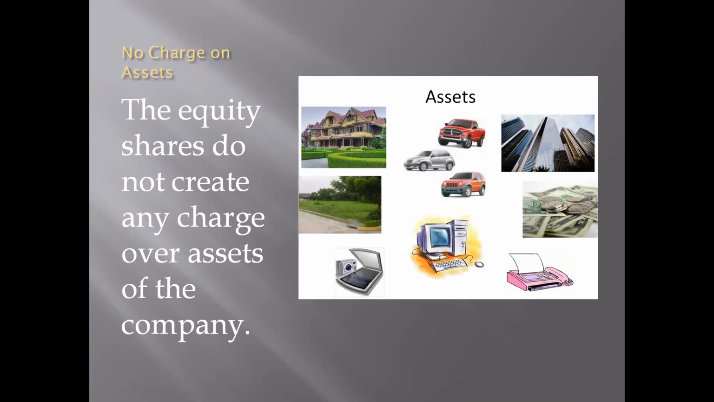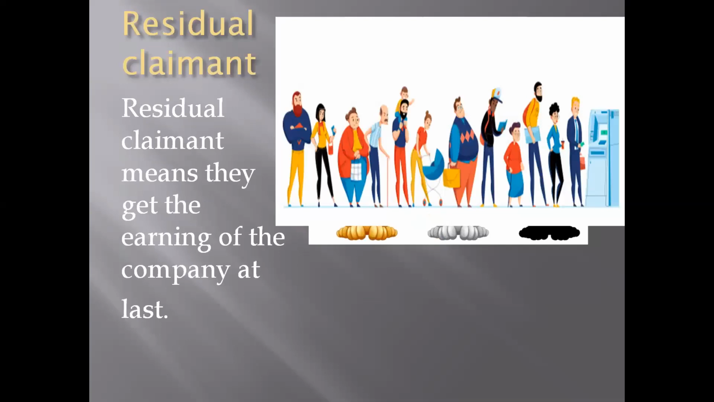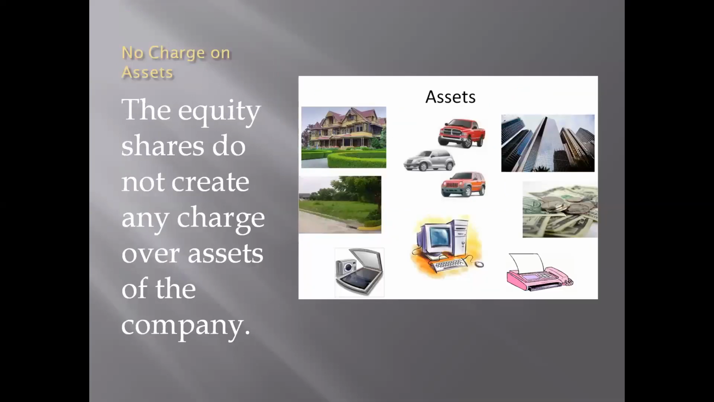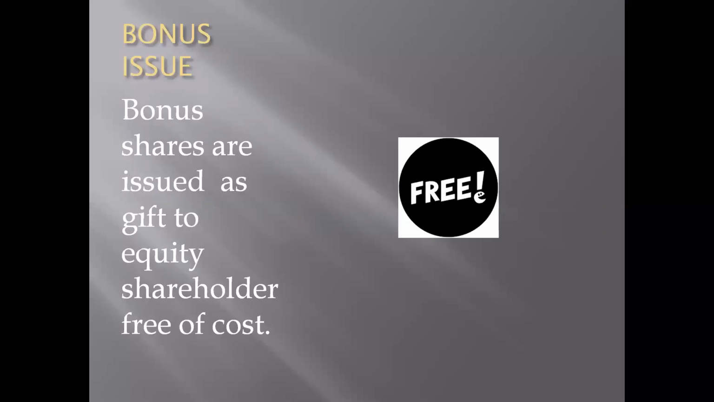So the equity shareholder does not have any charge on the assets, because whenever the company is going into loss, every stakeholder should be given their due. So what will they do with all these assets? They will sell them, and everyone will be given money. And we know that he is the very last claimant. He is the residual claimant. Whatever is left after paying everyone is what he will get. So he has no charge on the assets also.